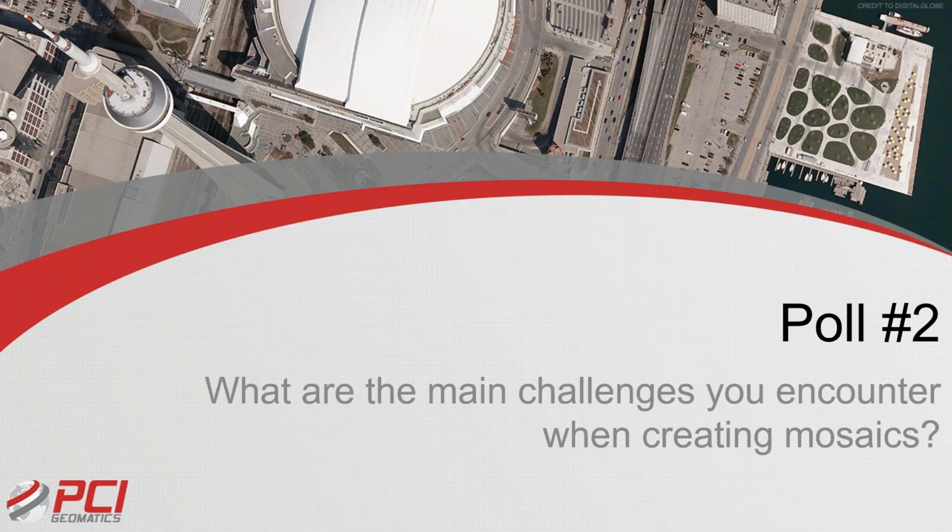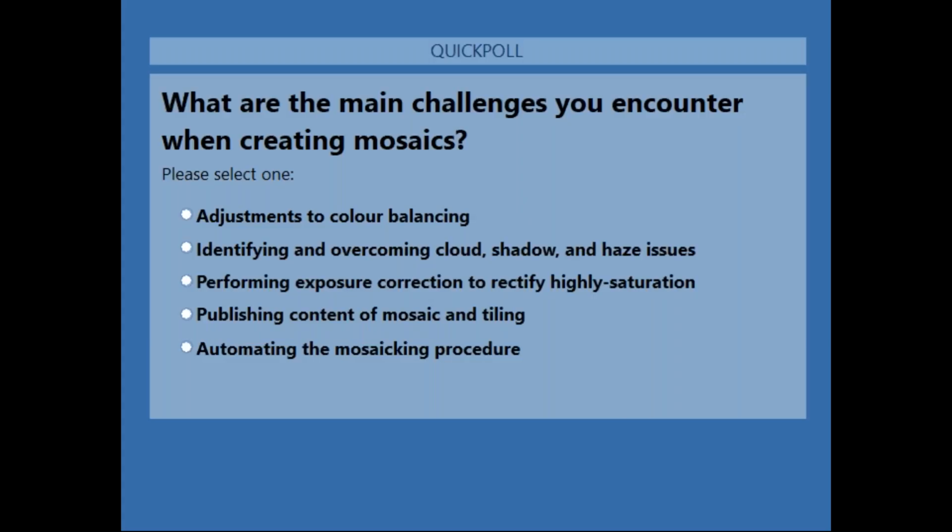So before I begin the demonstration, I just have another poll, and I would like to find out what your main challenges are when you're trying to create mosaics. I'm just going to launch it, and I'd love to know. We have a number of different options. Either it's adjusting for color balancing, identifying and overcoming cloud and shadow and haze issues, performing some exposure corrections to rectify the highly saturated pixels, so what we just saw with the airport, publishing the content, so how are you making the mosaic? Is it just a single mosaic, or do you need help with tiling? And then some automation as well. So I'd love to see the challenges.